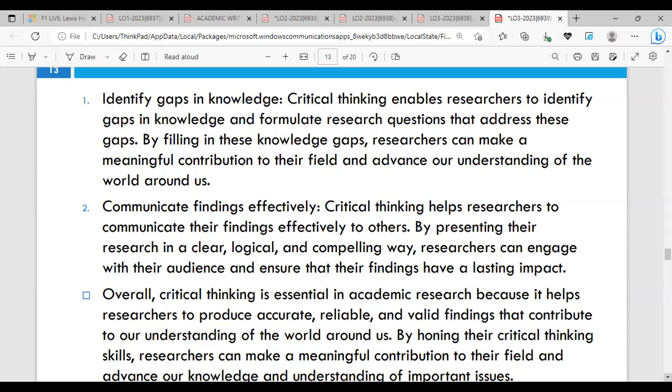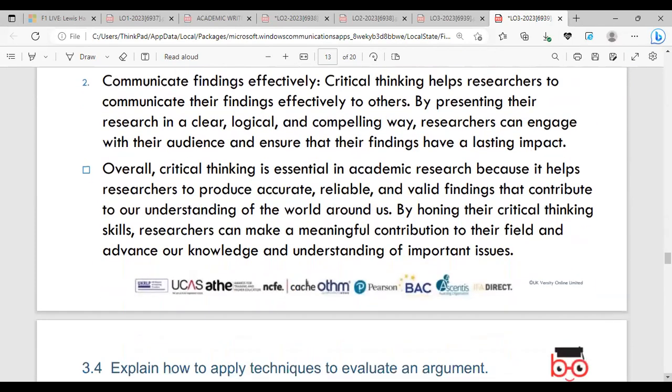You can communicate effectively. You can also think about the 7 C's of communication: complete, concise, consideration, clear message, and lasting impact. Overall, critical thinking is essential in academic research because it helps researchers produce accurate, reliable and valid findings and contribute to our understanding of the world around us. By critical thinking, the researcher can make a meaningful contribution.